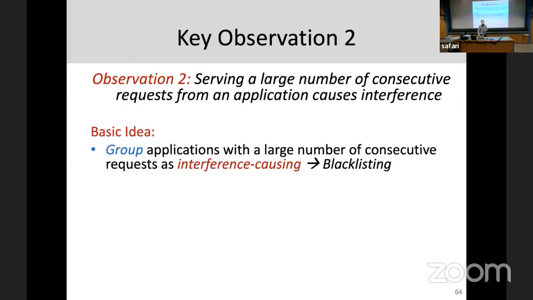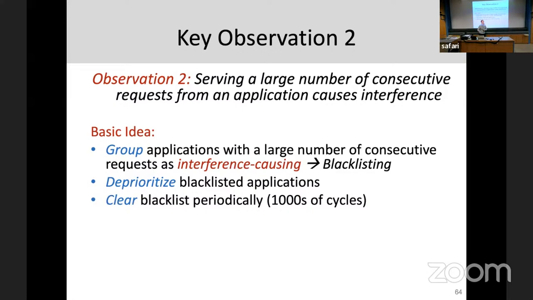So the basic idea is to group applications with a large number of consecutive requests as interference causing. If an application is generating a lot of consecutive requests, mark it as an interference causing application and blacklist it for a while, not for too long, maybe 1,000 cycles, 5,000 cycles, and deprioritize these blacklisted applications. If some non-blacklisted application is sending requests, it should take priority over a blacklisted application. And as I said, clear the blacklist periodically, very quickly, so that no application gets denied service, even though it may be interference causing for a while. If an application is consistently causing interference, it's going to be blacklisted again quickly.